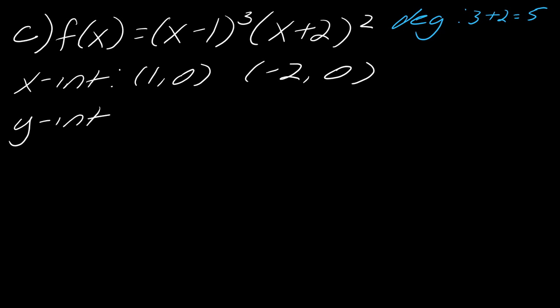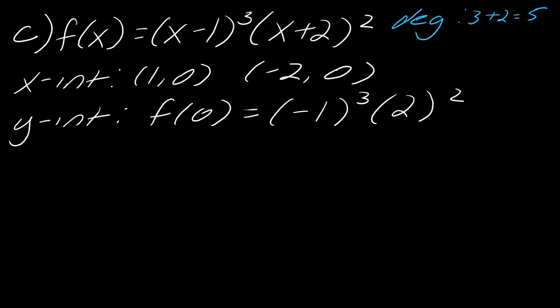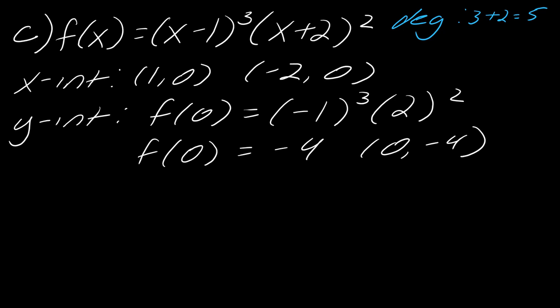Now for my y-intercept, this might be just a little bit more work because of how this is written. So if I plug in 0, this becomes -1 cubed times 2 squared. So if I work that out, let's see, that's going to give me -4. So my y-intercept is 0, -4. Okay, so I've got my intercepts.